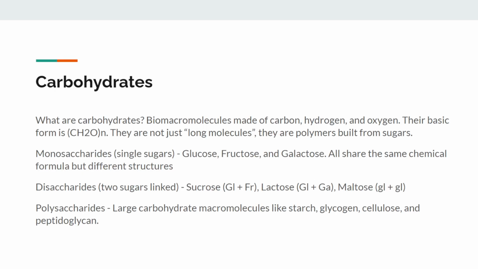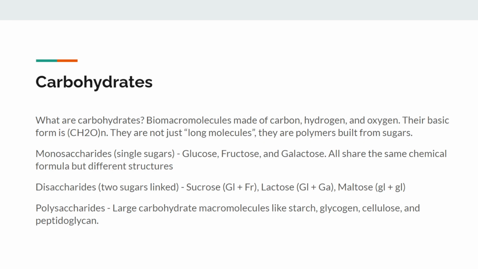So, what are carbohydrates? They take the form CH2O n, and they're not just long molecules, they're polymers built from sugars. So we have to define monomers and polymers, and monomers are essentially the building blocks of all four macromolecules. Think of it kind of like a Lego, where it's the simplest part of each of the four major macromolecules. So they take the form CH2O n, so you can think of it as water bonded to a carbon, and n is representing multiples. They're not just long molecules, they're polymers built from sugars.